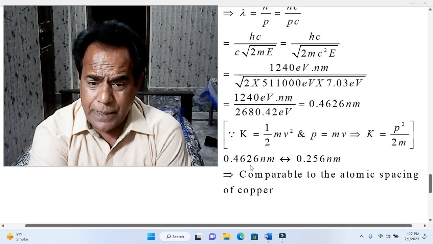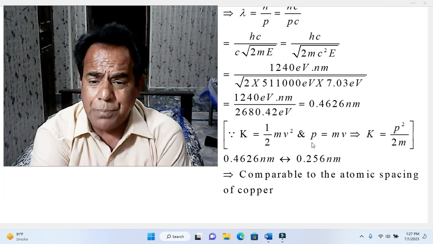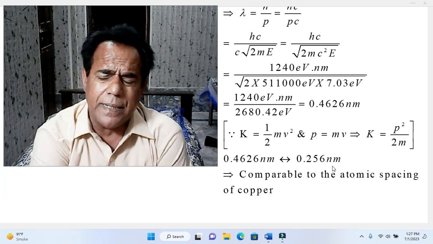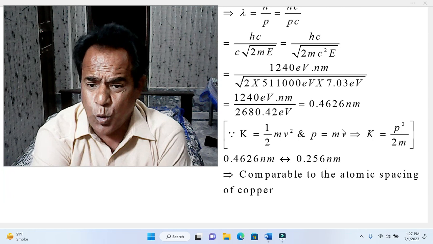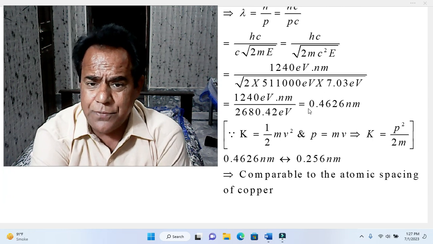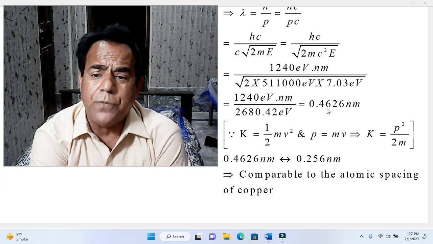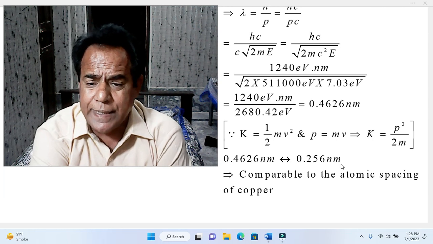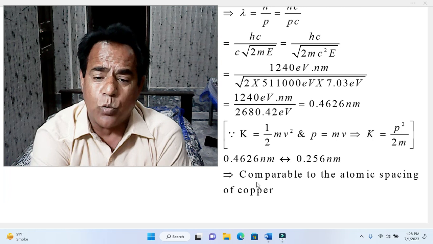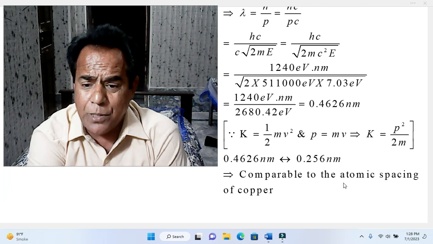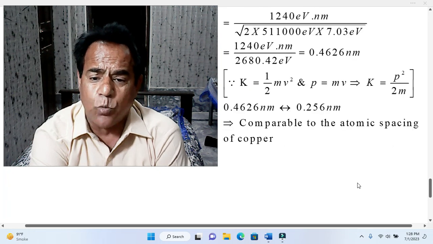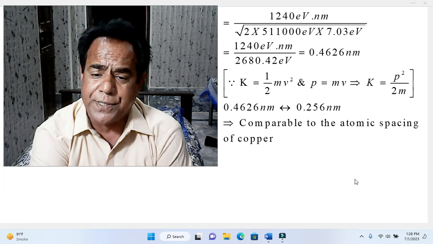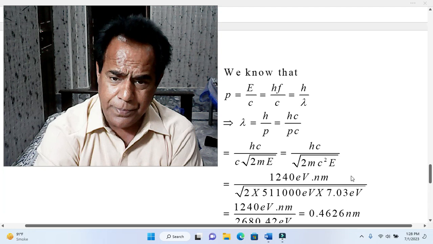So dear students, from the table we had seen that 0.256 nanometer is the nearest neighbor distance. So we can conclude that the value of lambda, that is 0.4626 nanometer, is comparable with the value given in the table, 0.256 nanometer. This implies that it is comparable to the atomic spacing of copper. We were required to say whether it is comparable, and its answer is yes, it is comparable to the atomic spacing of copper. And this is the end of our problem, this is the end of our video.